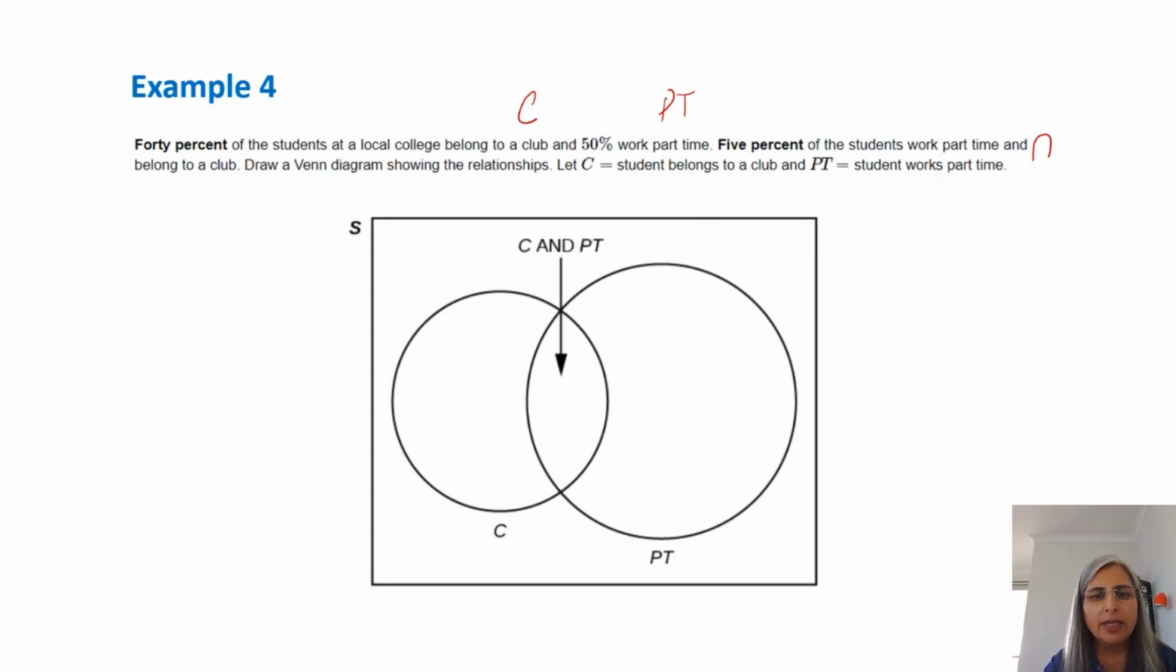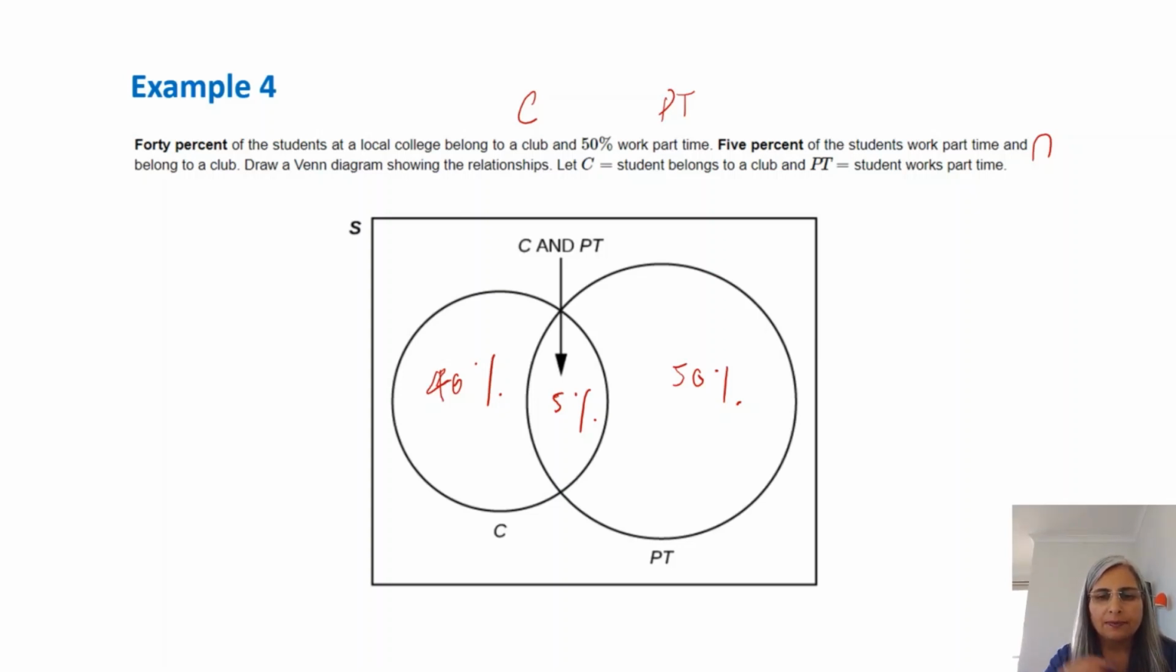And we draw a Venn diagram showing the relationships. So, if C is the number of students who belong to the club, then their percentage is 40%. And PT represents students working part-time, then they are 50%. And 5% work part-time and belong to the club. So 5% is coming in the intersection. Now, what is the total of percentages in C and PT? Is that 100%? We have to work on that.